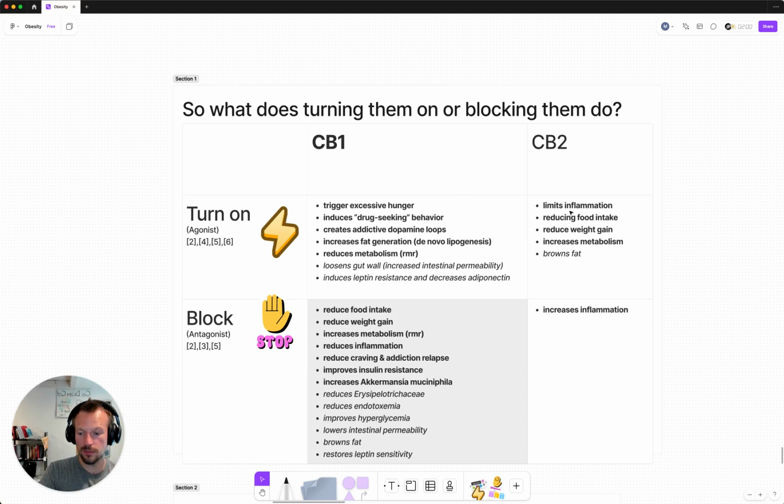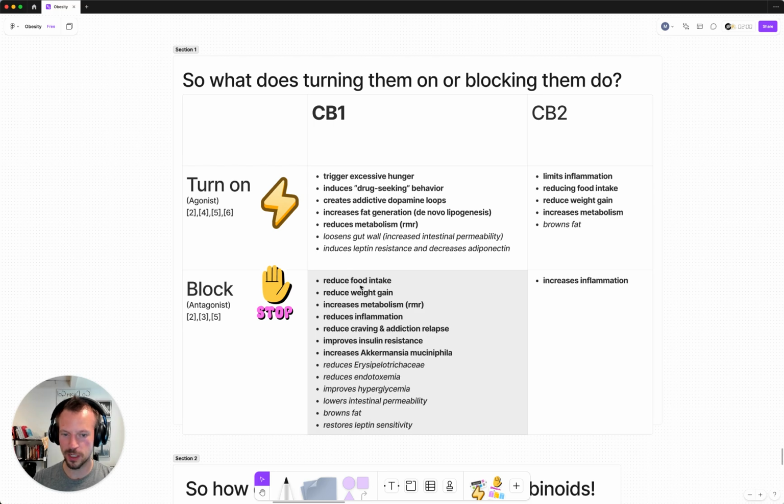If you can turn on CB1, it limits inflammation. It can reduce food intake. It will reduce weight gain. It will increase your metabolism, and it does that fundamentally by browning your fats. You can store fat as white fat, which is literally dead fat storage on your body, and you can brown your fat through activating CB1. And I think the other thing you can do is cold plunges, which grows mitochondria inside of your fat cells, and then your fat becomes an organ that creates heat energy from the fat itself, which is really cool. Then you can block CB1.